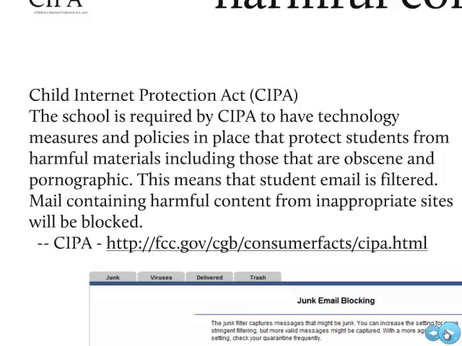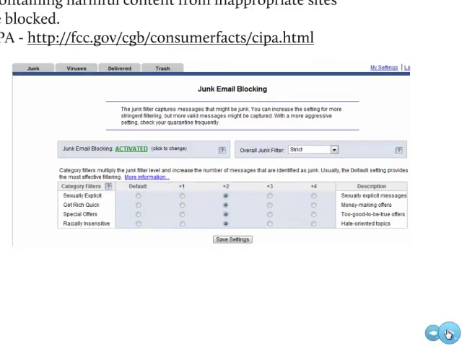In the case of Oregon, this is language from their permission slip: this means that student email is filtered. Mail containing harmful content will be blocked. How do they do this? Well, they use what's called Postini Message Security, which is an integrated part of the Google Apps for EDU suite and is free. This is what the control panel for it looks like at a base level. You can see that sexually explicit, get rich quick, special offers, racially insensitive, any of those categories are currently set with a multiplier so that they are strictly blocked.